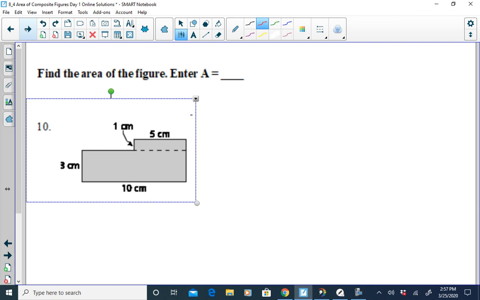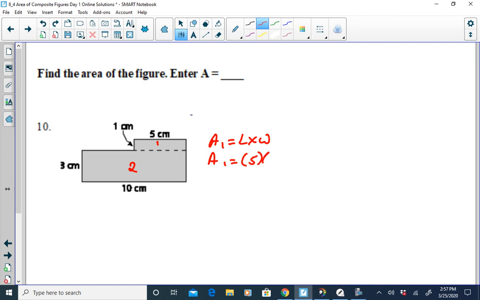Alright. Okay. Back to some problems without the grid paper. Want to find the area of the figure. So let's call this area 1, area 2. Area 1 is going to be equal to length times width. Area 1 is going to be equal to 5 times 1. So area 1 is going to be equal to 5 square units.